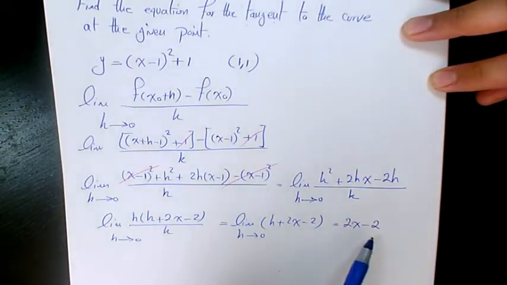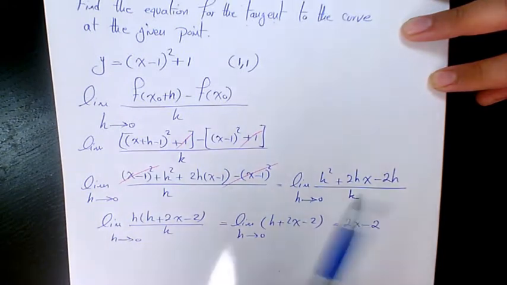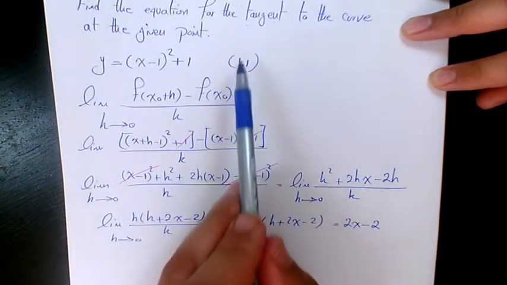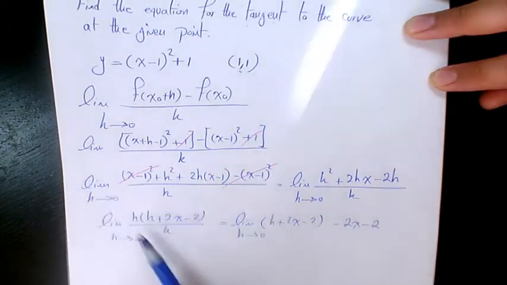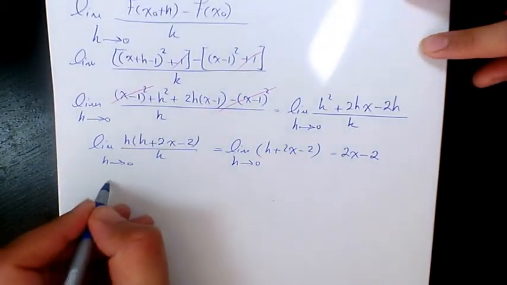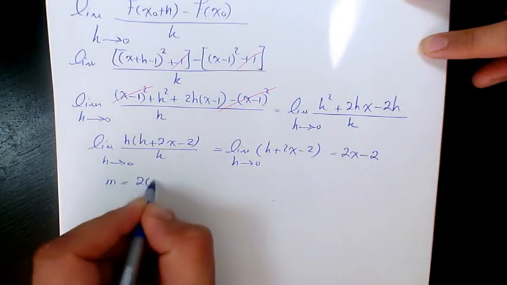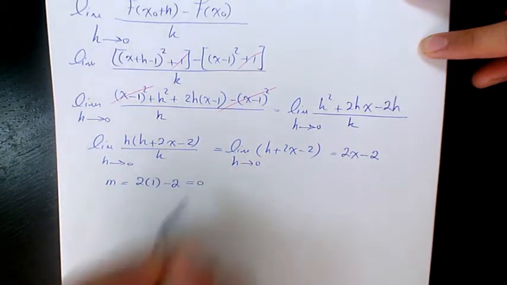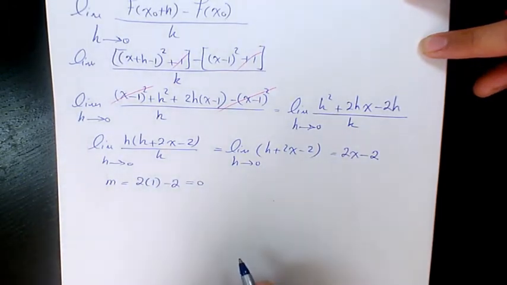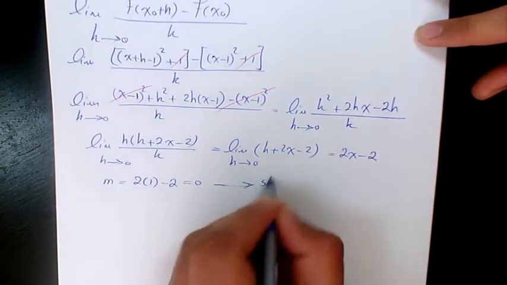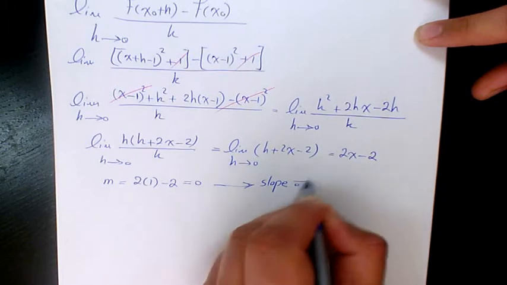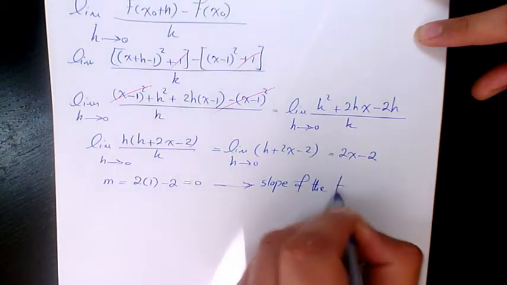We can find the value of the slope for different locations. So now this point is given: x is 1, y is 1. When we substitute it there, m will be 2 times 1 minus 2, which is going to be 0. So m is 0. So that's going to be the slope of the tangent.